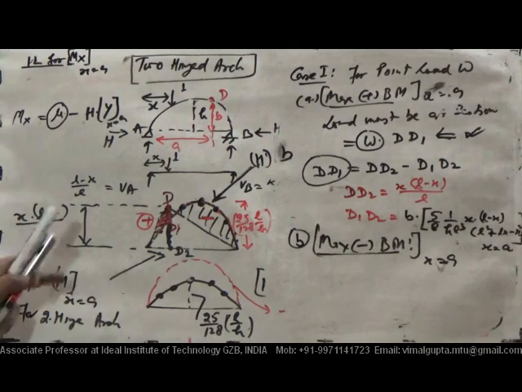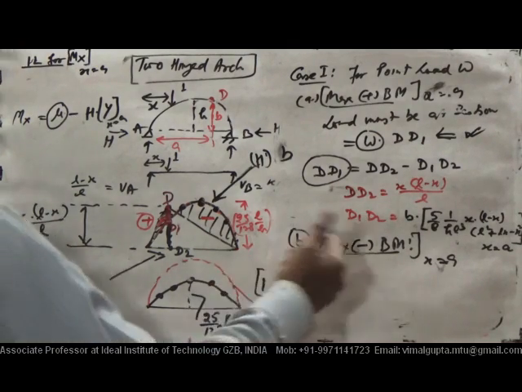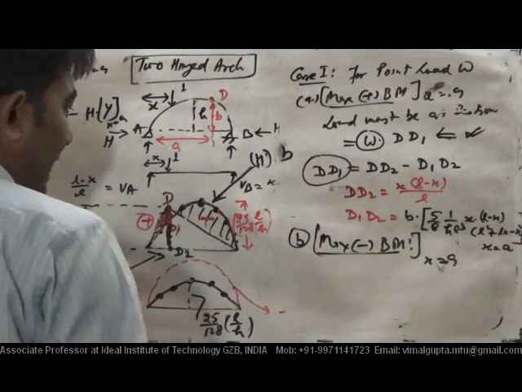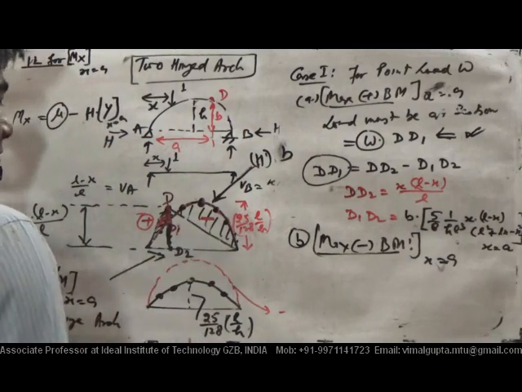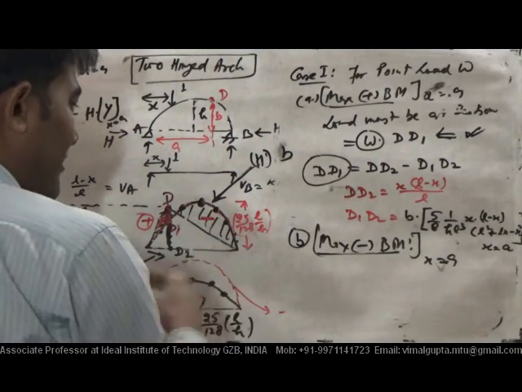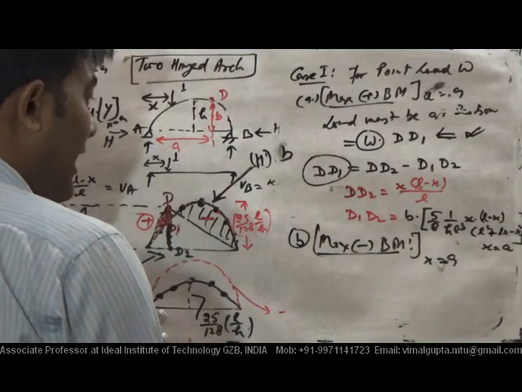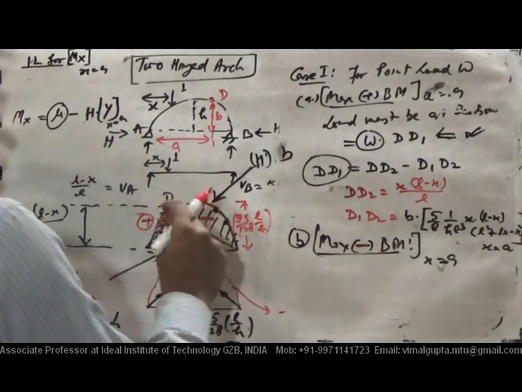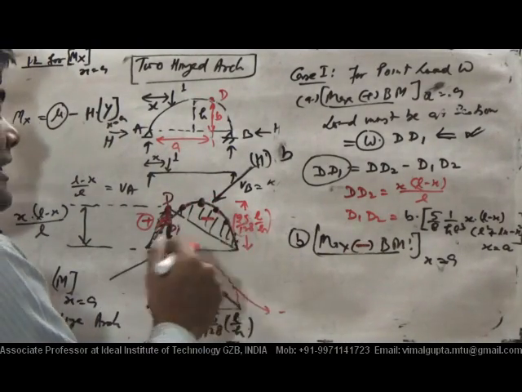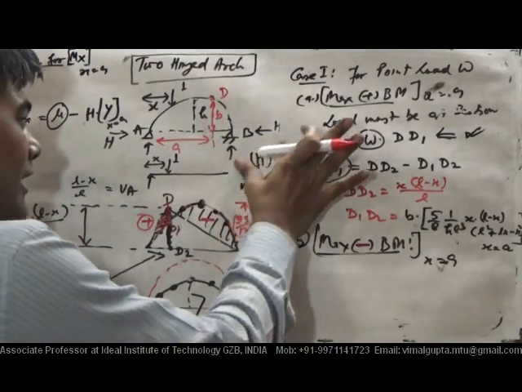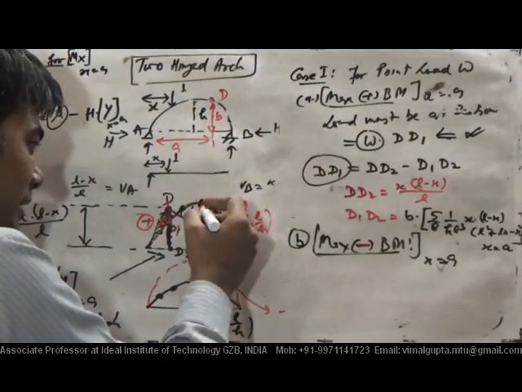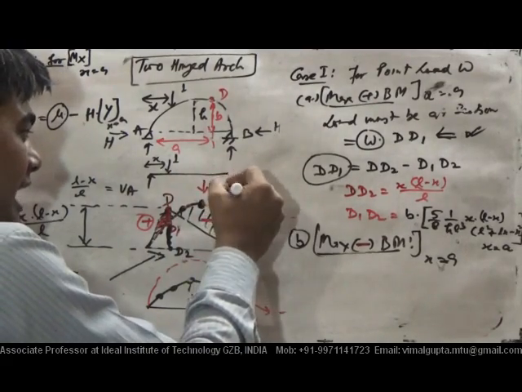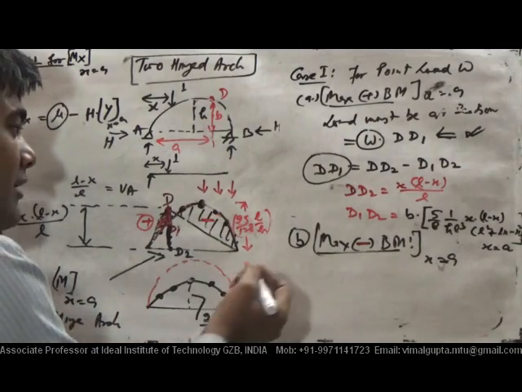Okay, the same thing can also be done for the maximum negative value. But the problem here is that you do not have a specific point where that negative bending moment will occur. You do not have any specific point where that can be possible. It means the point load could be here or here or here. Where should the point load be?